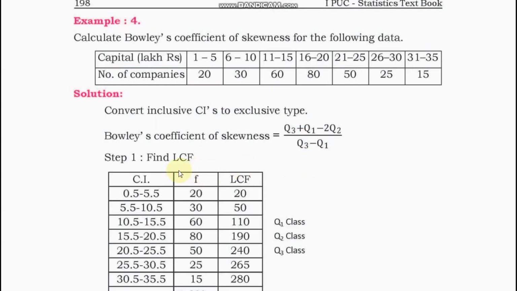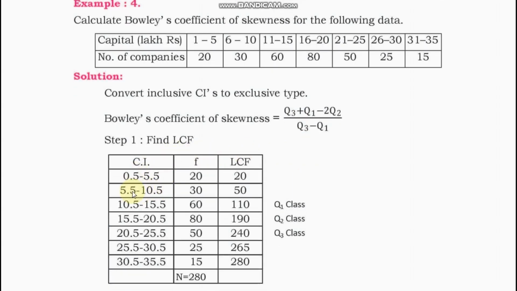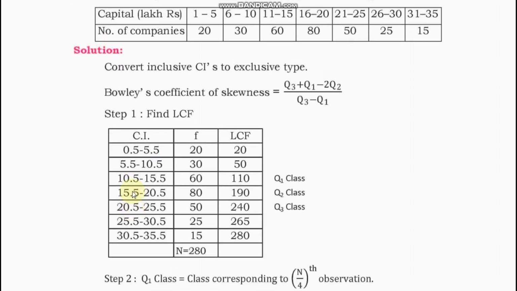Therefore your new class intervals are, instead of 1 to 5, 0.5 to 5.5; 6 to 10 becomes 5.5 to 10.5; 11 to 15 becomes 10.5 to 15.5; 16 to 20 becomes 15.5 to 20.5; 21 to 25 becomes 20.5 to 25.5; 26 to 30 becomes 25.5 to 30.5; and 31 to 35 becomes 30.5 to 35.5. The frequencies are written as they are.